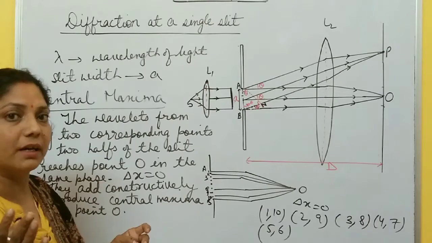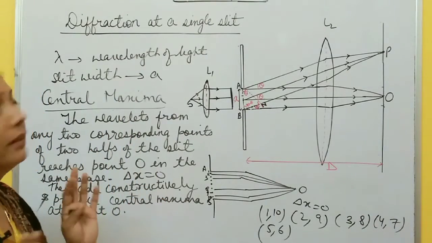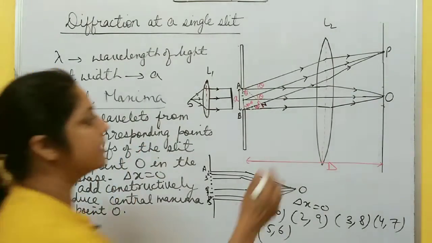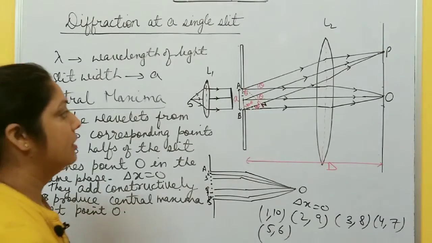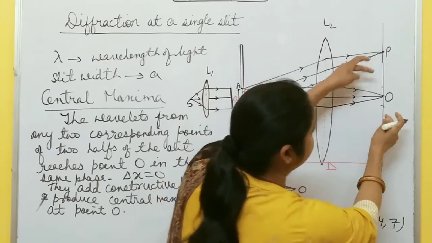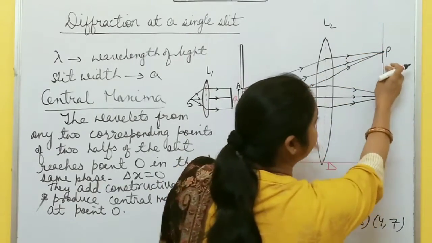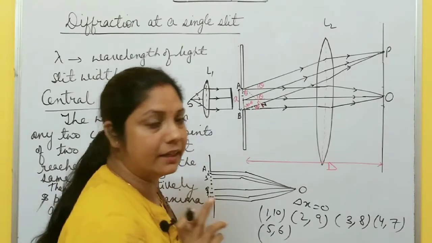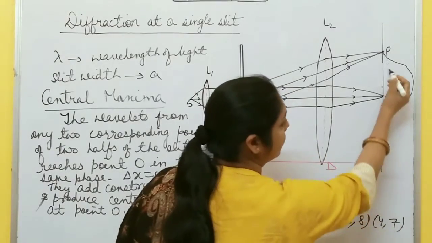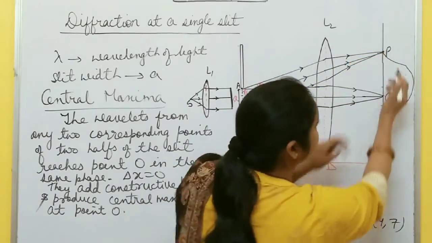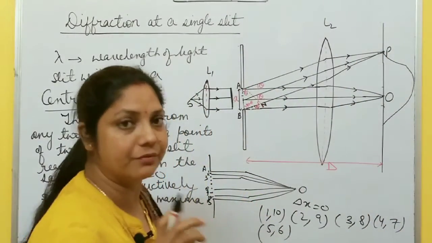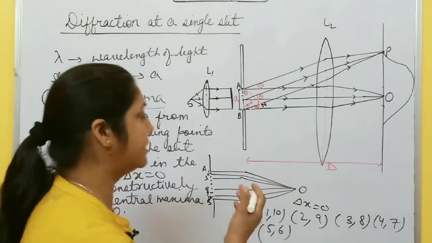Now the other maximas are called secondary maxima in this diffraction because their intensity is a little bit less, in decreasing order, than that of the central maxima. After the central maxima, which extends up to some distance, the first minima is formed. So what is the position of that first minima, the first dark fringe? Let us discuss that.